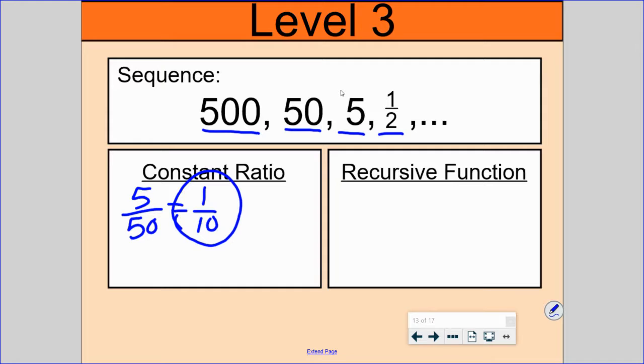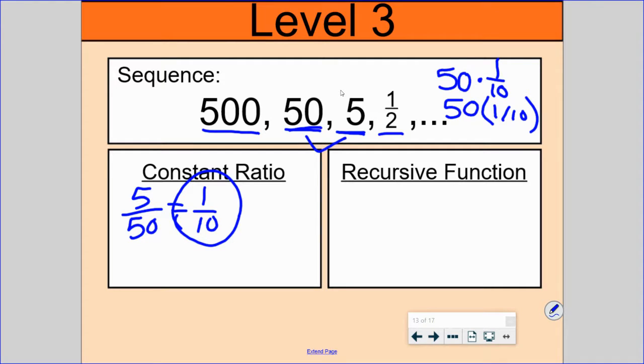So a way to type that on the calculator, remember, is, say we're doing the second one, 50 times 1/10 to get 5. You can use the fraction button, or just use parentheses with the divide. If you're going to do fractions, make sure you use parentheses.